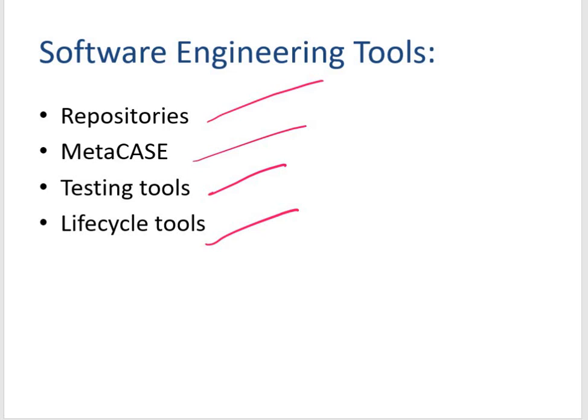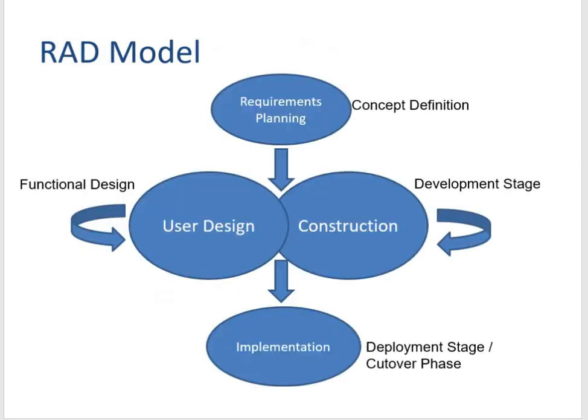So we have this CASE used in our rapid application development. Let's see what this rapid application development model basically is. On this side we have requirements planning, where we go ahead with concept definition. We have functional design and user design, and the construction is taking place. We have the development stage in this case, and ultimately we have implementation, which is your deployment stage or the cutover phase.